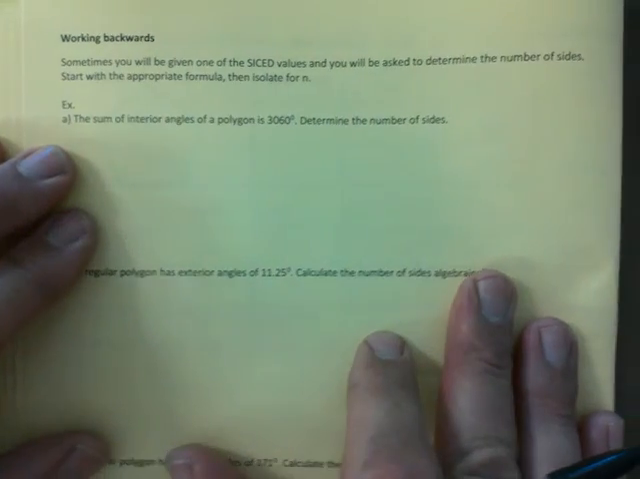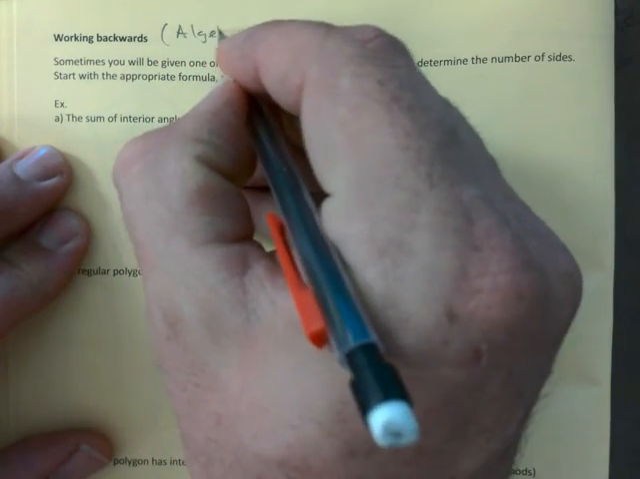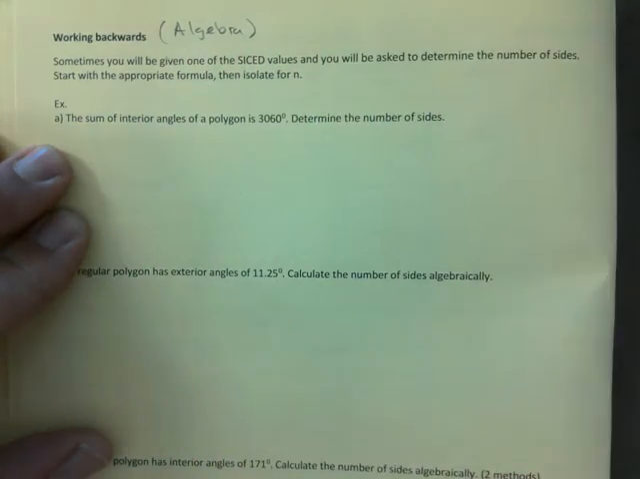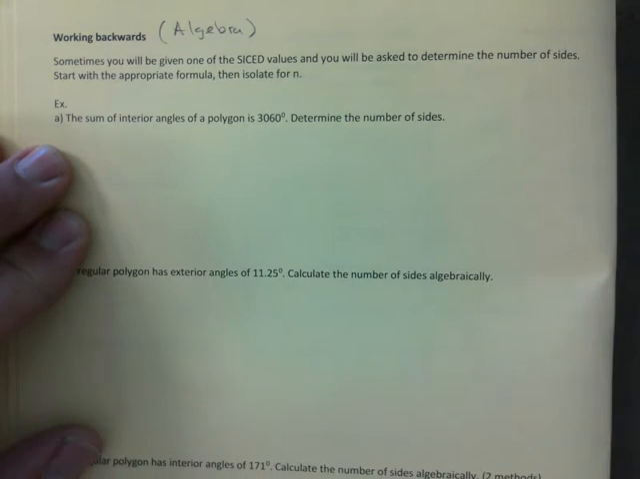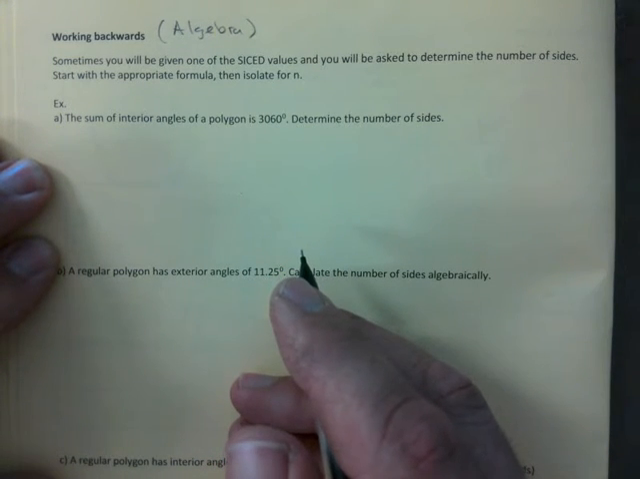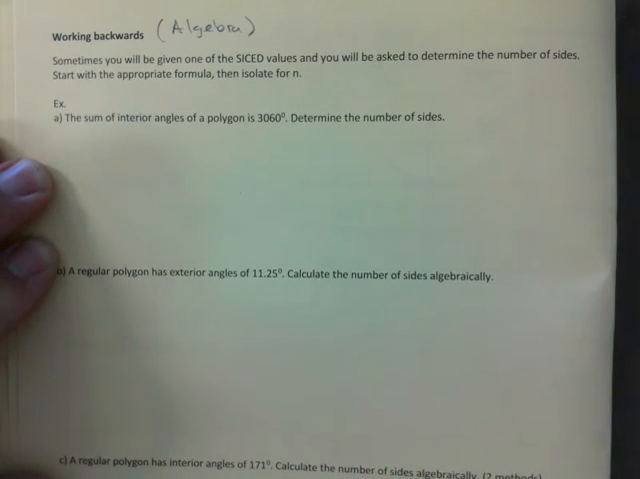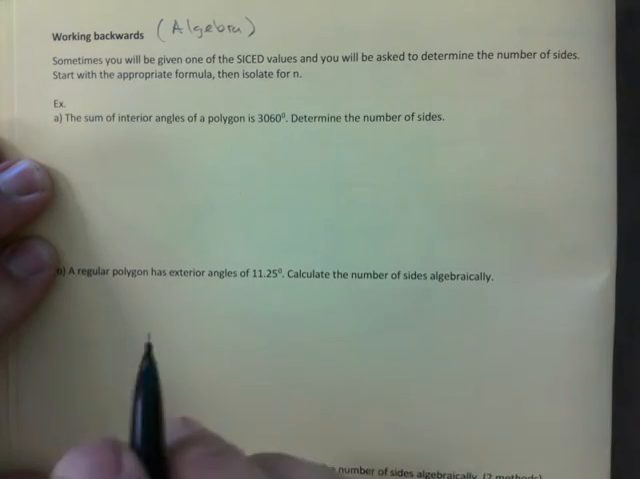Working backwards, so you have to use algebra here. You're doing backwards operations. You'll be given the sum, the exterior angle, the interior angle. Now you have to figure out how many sides there are. I don't want you to guess and check if you want to get full marks, because students like to just try a bunch of numbers, like, oh yeah, it's 15. I want you to show me the work here.